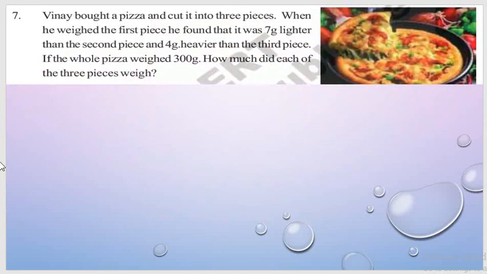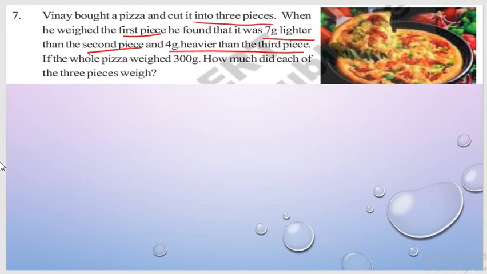Okay, next coming to one more problem which is related to weights. What he has given: Vinay bought a pizza and he cut it into 3 pieces. When he weighed the first piece, by means of a scale, he found that it is 7 grams lighter than the second piece and 4 grams heavier than the third piece.